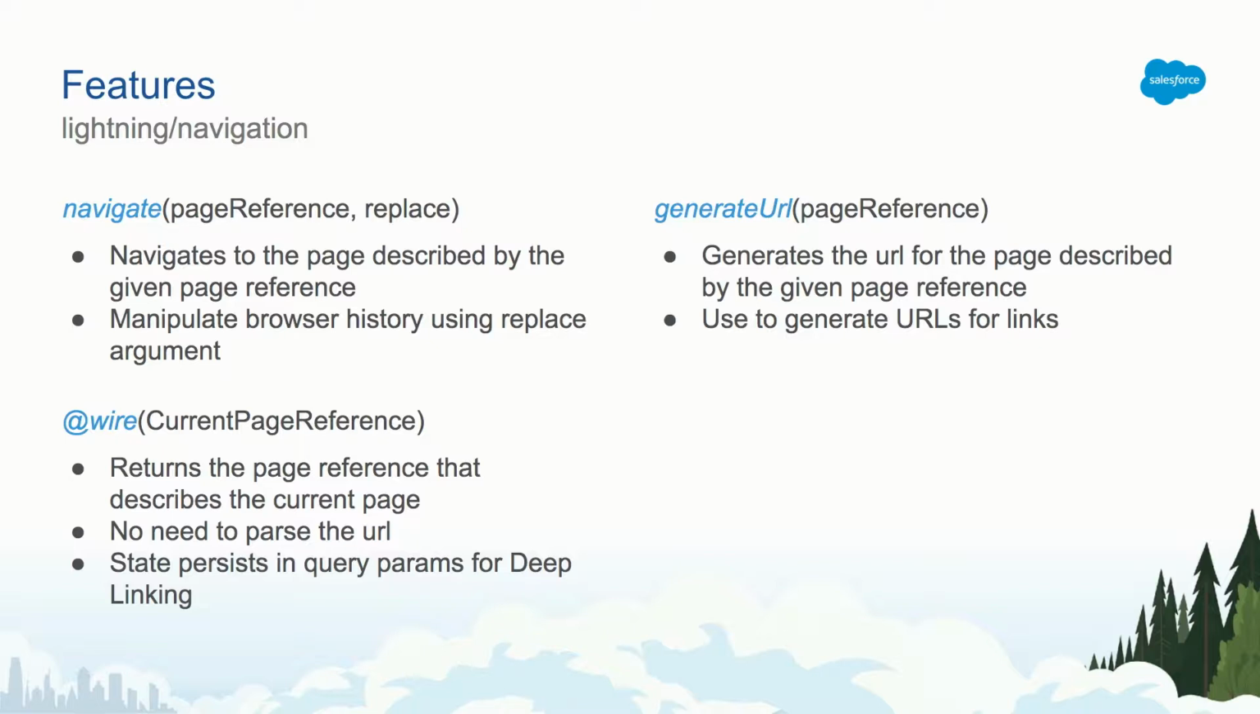Lastly, there's an @wire. So this returns the page reference that describes the page that your component's currently on. And this is what I was talking about earlier with deep linking. You no longer have to parse your URL to get this information. You can just use this @wire in your LWC components to pull in the current page reference. You can use state to then manipulate how your component should render.